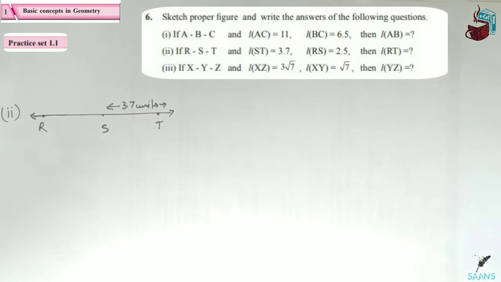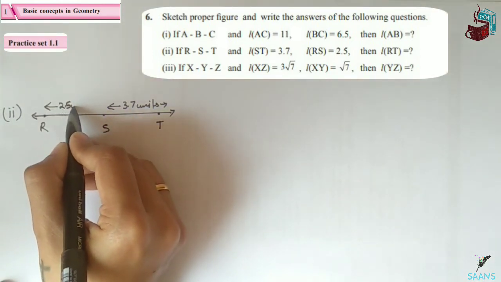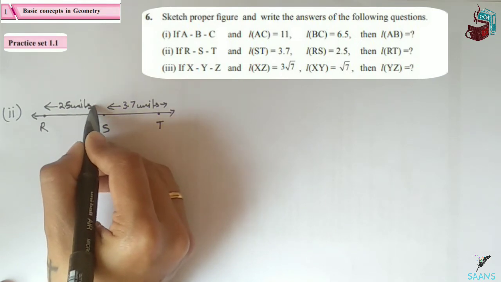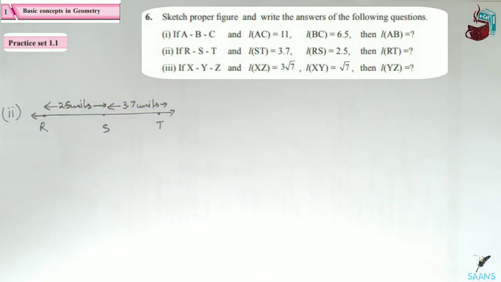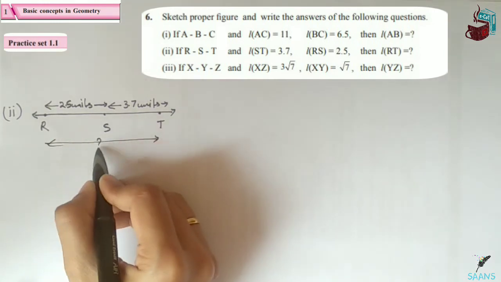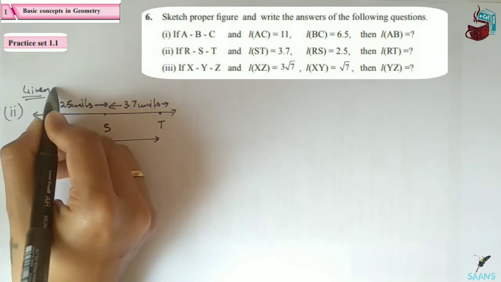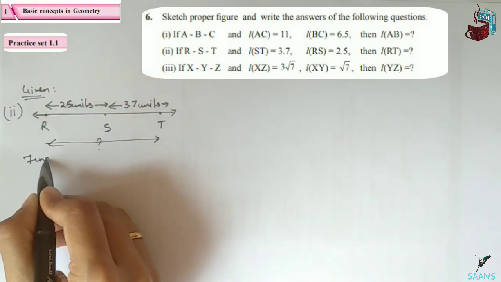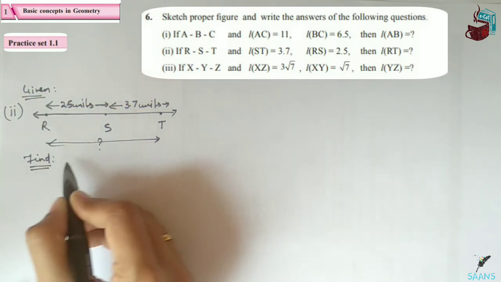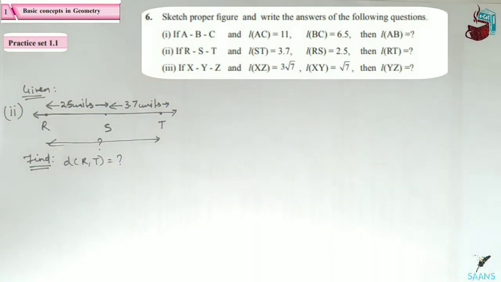RS is equal to 2.5 units. Now they are telling us to find RT. So length RT is unknown. Given, find distance R comma T is equal to how much?